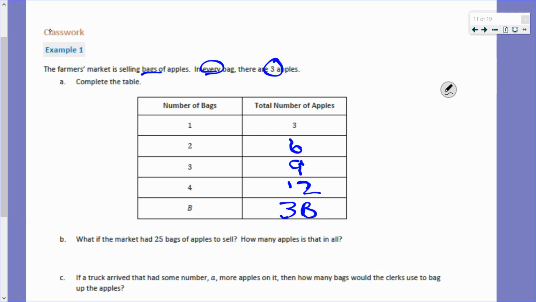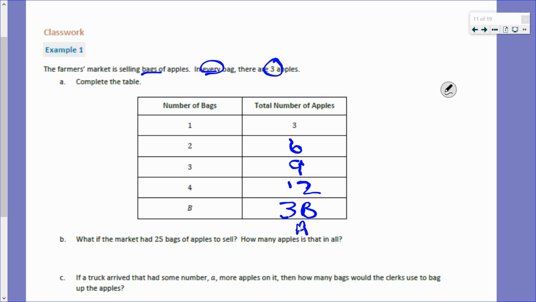So you guys missed that one. I'm multiplying now. It's 3 times B, because every bag has 3 apples. So you can check that. 1 times 3 is 3. 2 times 3 is 6. 3 times 3 is 9. Make sense?